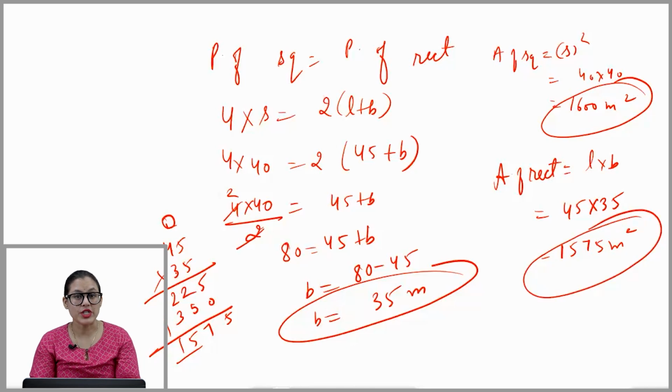Clearly you can see this is the area of a square, this is the area of the rectangle. Which has more area? Square has more area, or you can say square has a larger area, right?